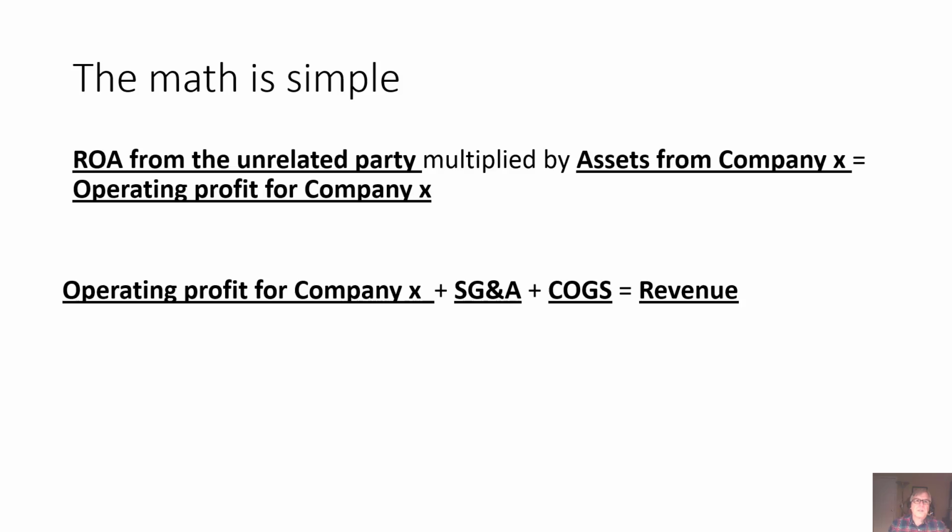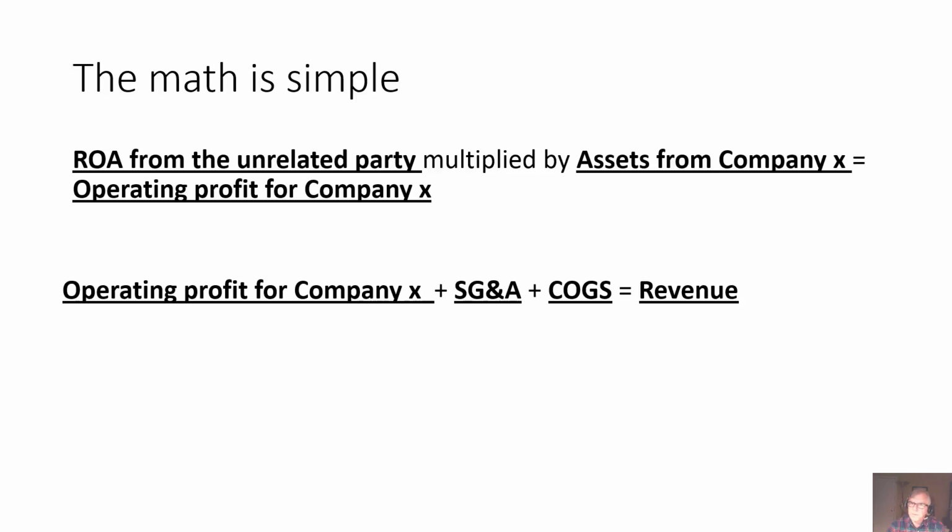So let's take a look at that mathematically. If we take the ROA from the unrelated party and multiply it by the assets of company X, that's going to give us an operating profit. We're going to define the ROA here a little differently than what you've seen in most analyses. We're going to use the operating profit relative to the assets as opposed to the net income relative to assets. The reason for that is I don't want my answer to be distorted by whether the company has a lot of interest expense or no interest expense. So I'm going to do my analysis from this operating profitability point of view.